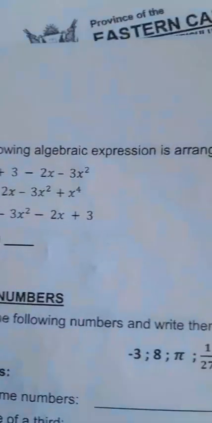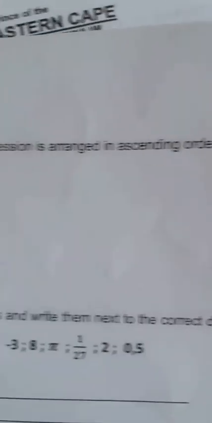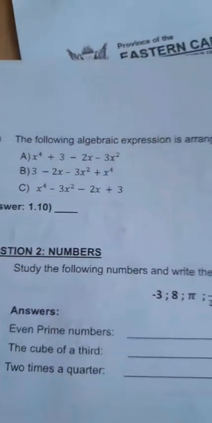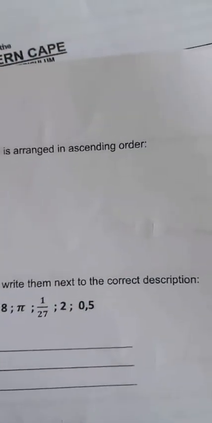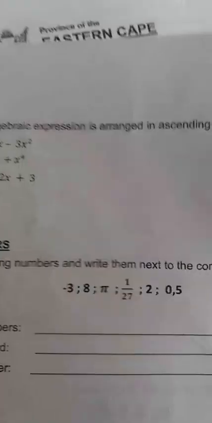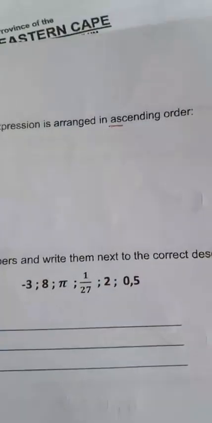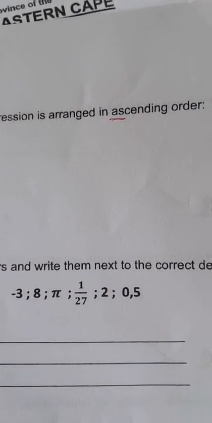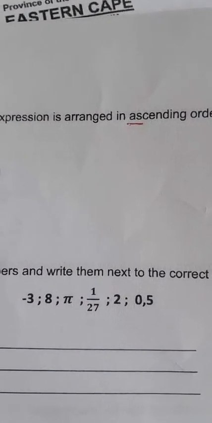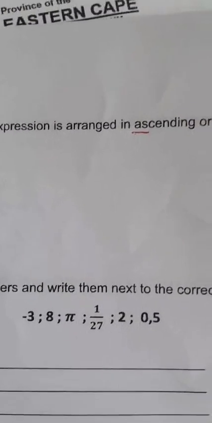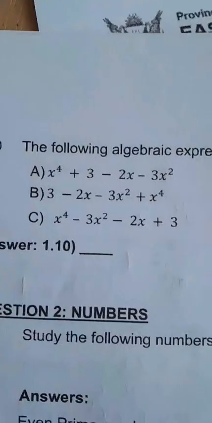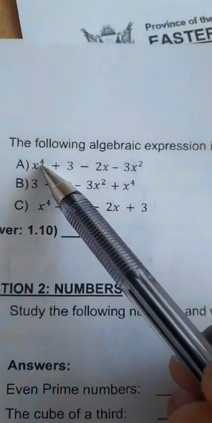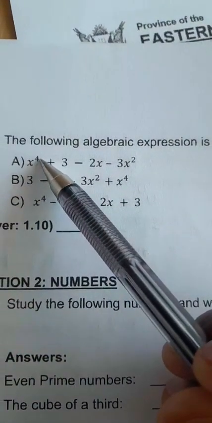So 1.10, the following algebraic expression is arranged in ascending order. Please take note of the word ascending. What does that mean? Ascending means from small to big, or from low to high. But what are we looking at if we are looking at an expression and we want to check ascending order? We are looking at the exponents. Please, people, we're looking at the exponents.